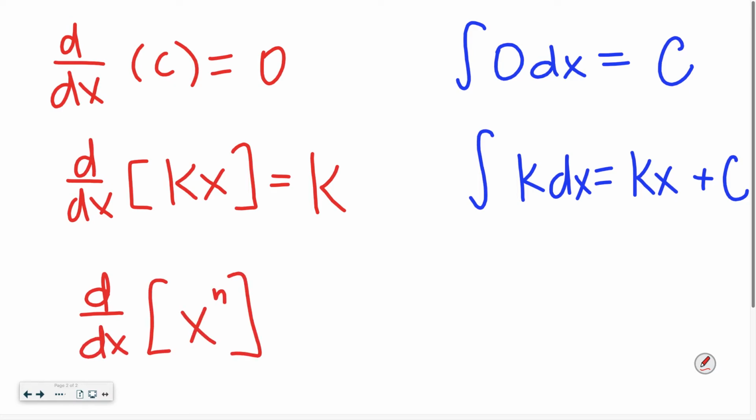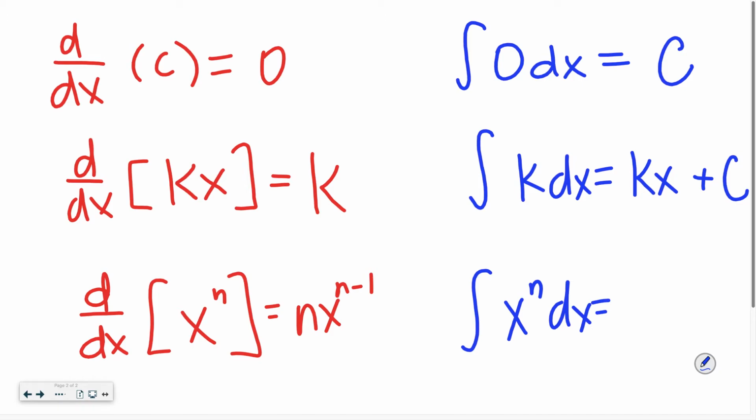Now let's think about this. Our power rule. When we take the derivative using the power rule, we say nx to the n minus 1, right? Well, then what were you doing in your activity today? You are taking x to the n power, and what were you having to do with the power? We were having to add 1 to the power, and then your coefficient was its reciprocal, yes.